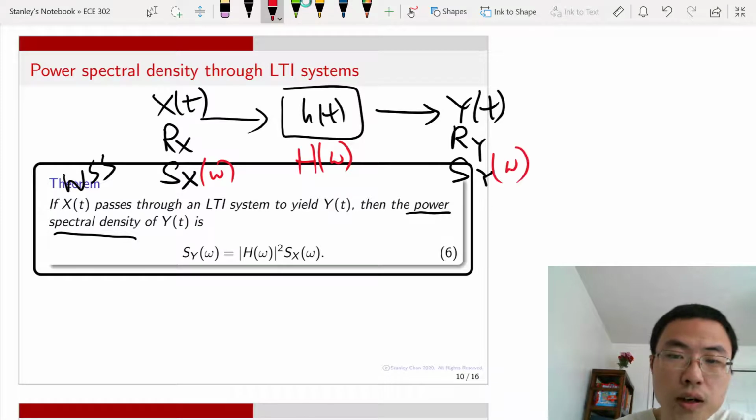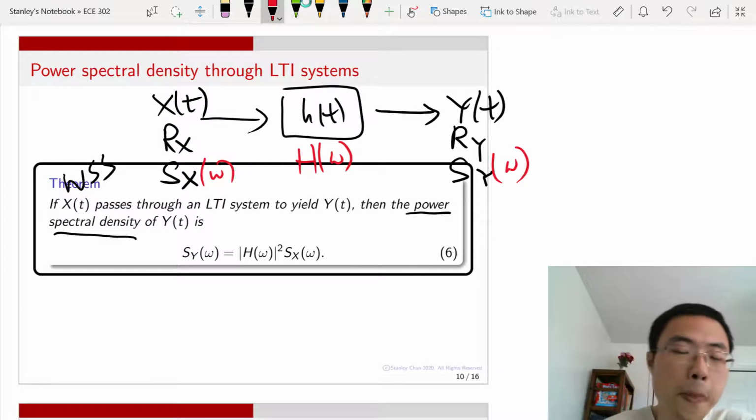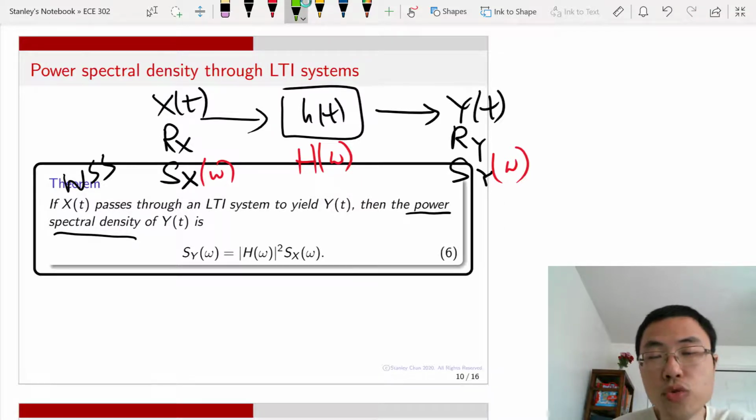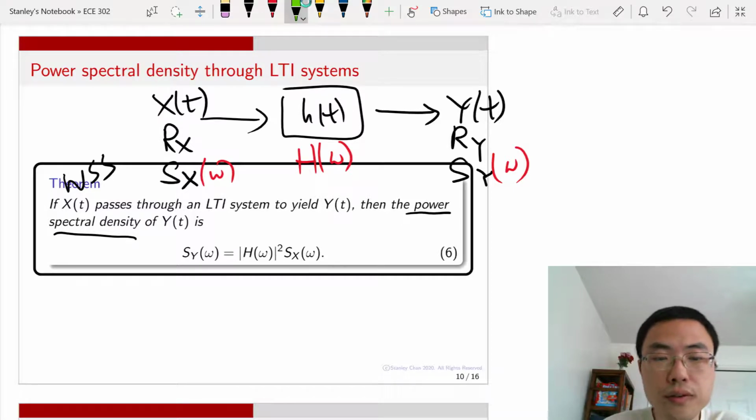You want to find the relationship between your Sx and Sy through your H of omega. It turns out that the result is that your output power spectral density is the magnitude square of the frequency response. Now you may wonder why it is a squared function, since Sx is just the Fourier transform of Rx, and Sy is the Fourier transform of Ry. Why isn't it that Sy equals the Fourier transform of H times Sx?